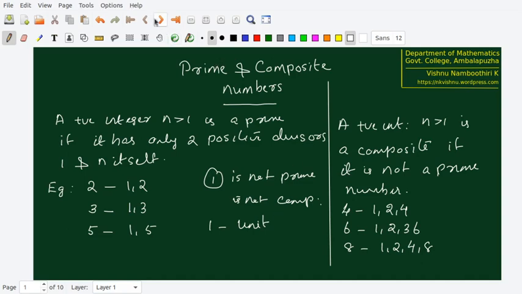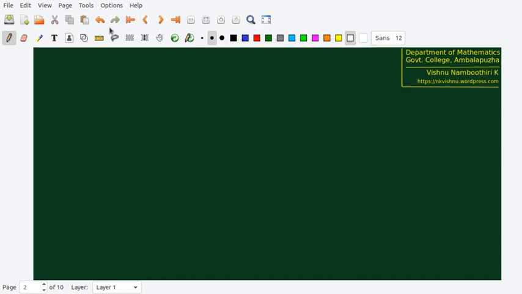Before going to prove that there exist infinitely many primes, or that the set of all prime numbers is not finite, we will try to establish something that is going to be quite useful for proving the infinitude of primes. So the question that we are going to face is the following.